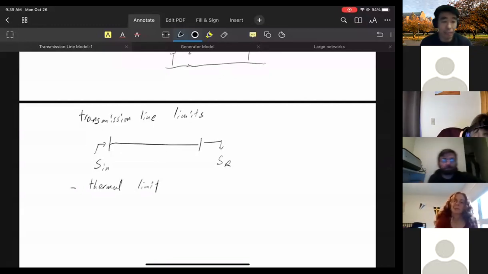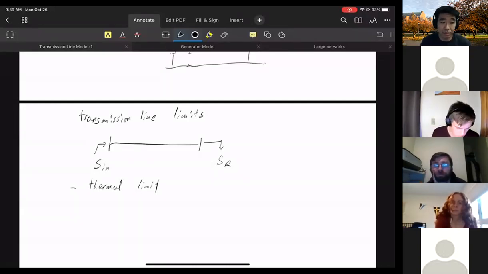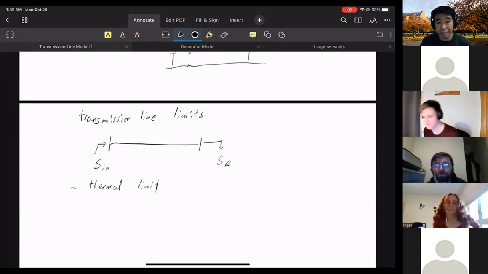Thermal limit means that we don't want to heat the line up too much. If you heat the line up, it will expand. And basically, once it expands, if there's wind, it will touch a tree or touch something else. That's what we don't want. So thermal limit is something we always have. But most times in practice, we don't hit the thermal limit, or not often do we hit it.